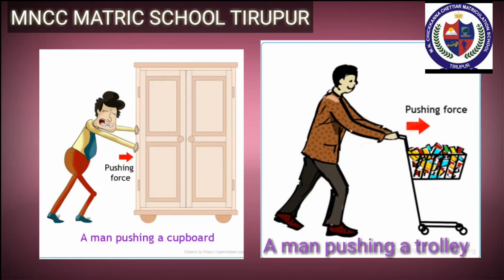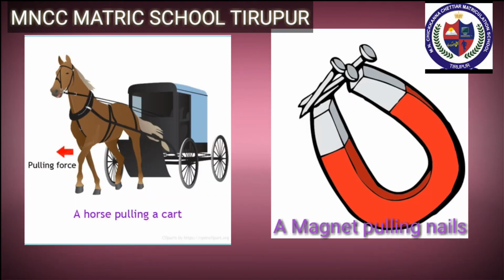Look at the picture. A man pushing a cupboard and a man pushing a trolley are examples of pushing force. Here, both persons are applying pushing force to move an object. Look at the picture. Here, a horse pulling a cart and a magnet pulling nails are examples of pulling forces.